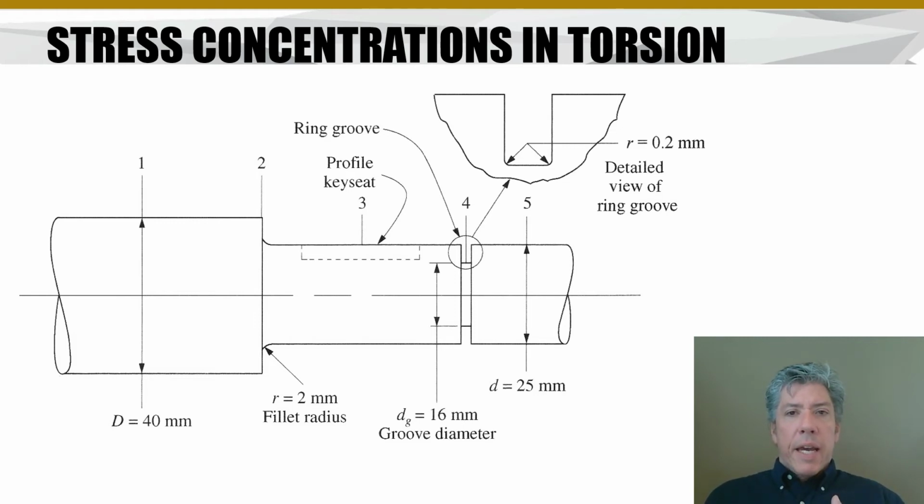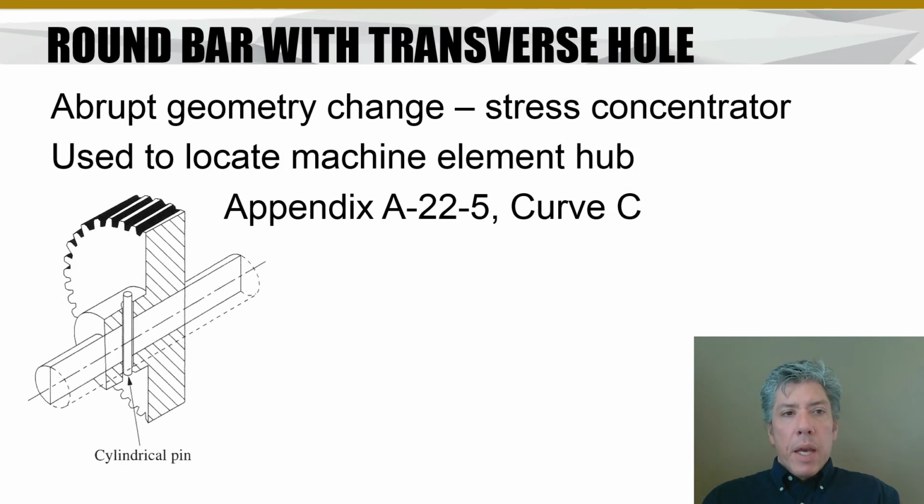So what if we have a shaft that has a groove in it? Well, that groove is going to cause stress concentration. Shoulders, key seats, cross drilled shafts, anything where the geometry changes rapidly will cause stress concentration. And some geometry in shafts we don't have stress concentration factor tables or figures for, like we do for these particular ones. As a matter of fact, for a transverse hole, a hole that is drilled usually to locate a machine element hub for a gear or a pulley or sprocket or something, you can find stress concentration factors for torsion for this geometry in Appendix A22.5 on curve C.